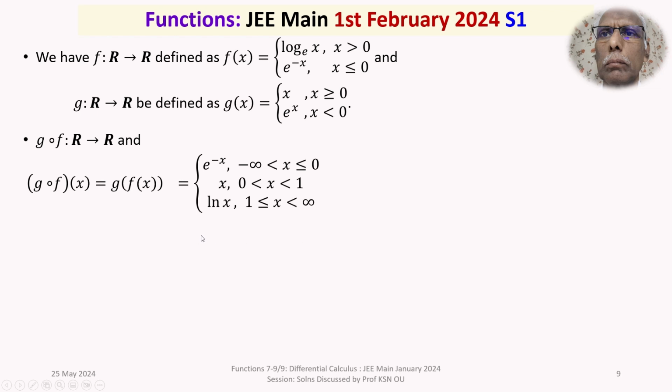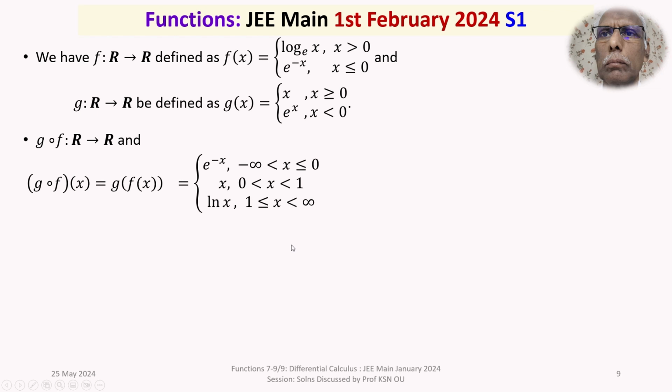Now what I observe is, if I take x equal to 0 here, then it will be e to the power of minus 0, that is equal to 1. So g compose f of 0 is 1. Also, when I take x equal to e, certainly 1 is less than or equal to e less than infinity, so e is greater than 1. Therefore e lies in this part. Therefore ln of e will be 1. That means g compose f of e is ln of e, that is 1.